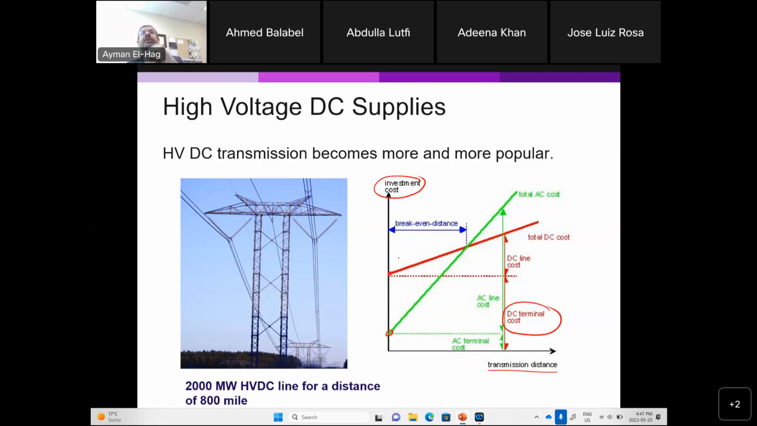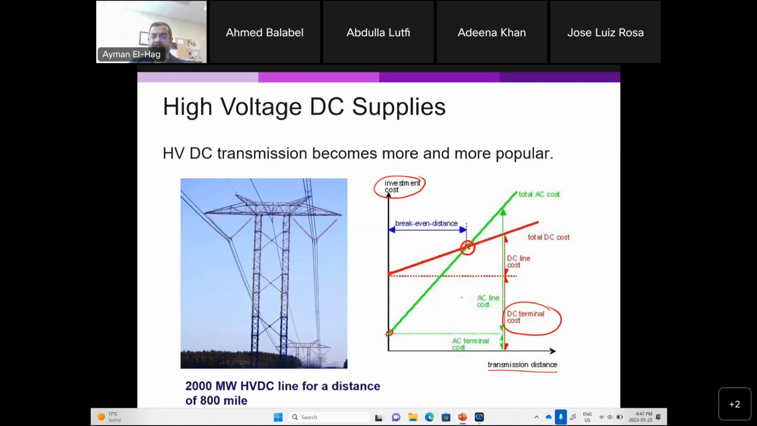Because in DC, there is no reactive power loss. As we know, the inductor in a DC system is a short circuit, so there is no Q loss. So I don't need to have capacitor banks, and I don't need to compensate for this. So the longer the distance of the DC system, the cheaper DC becomes, until they reach a certain break point here. After that, the AC system becomes more expensive than the DC system.